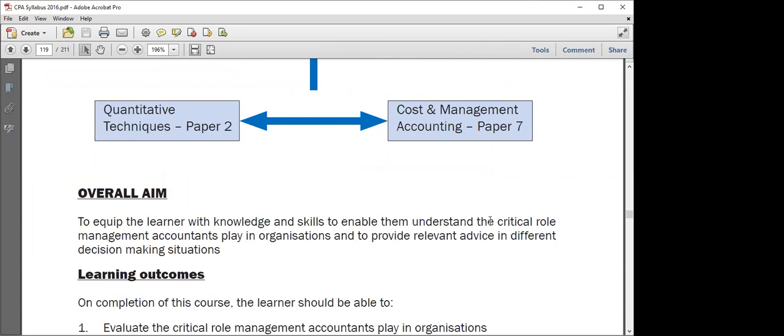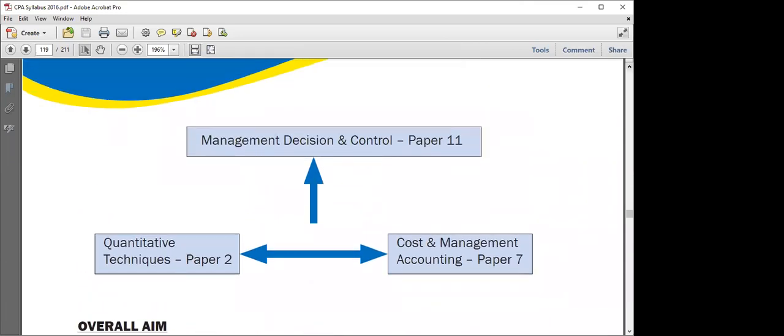Now, for you who are preparing for this exam, you have to know that the examiner is looking to see the critical role of management accountants in organizations, and what kind of advice they provide when it comes to decision making. Now, I just want to brief you basically. As you can see, this paper is management decision and control.